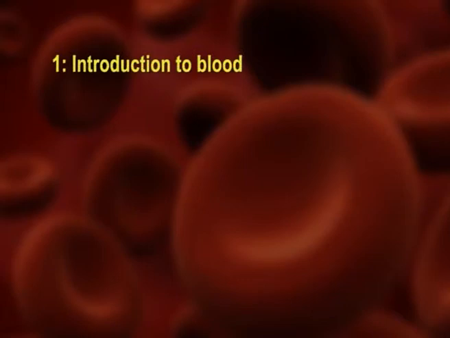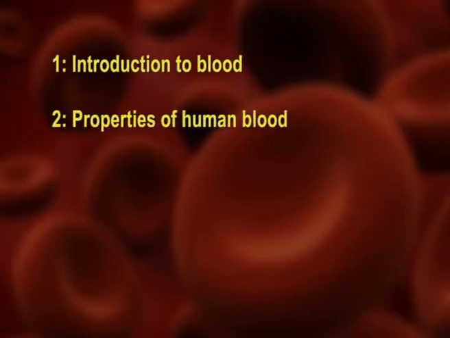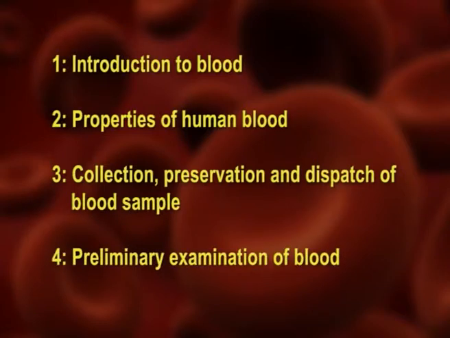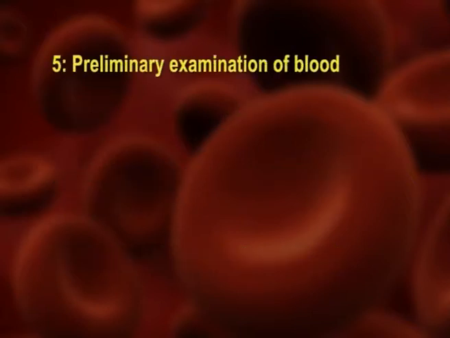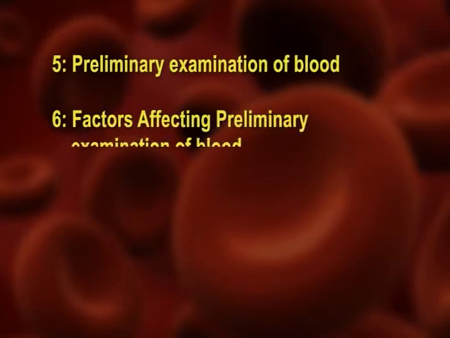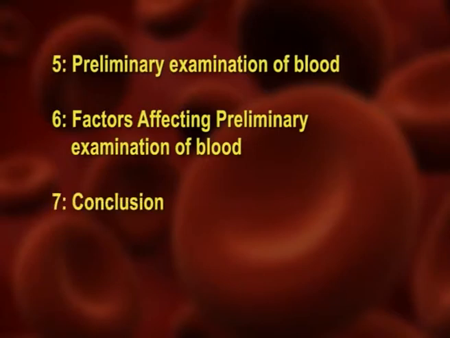Today's topic of our discussion and learning is all about Forensic Serology, Part 5. We will be discussing the following modules today. Module 1, Introduction to Blood. Module 2, Properties of Human Blood. Module 3, Collection, Preservation and Dispatch of Blood Sample. Module 4, Preliminary Examination of Blood. Module 5, Preliminary Examination of Blood, Continued. Module 6, Factors Affecting Preliminary Examination of Blood. Module 7, Conclusion.